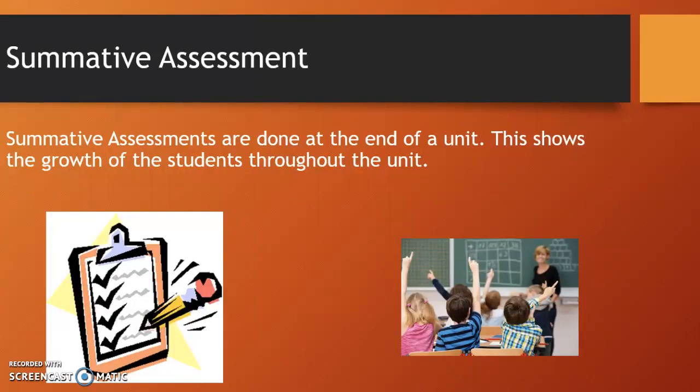Summative assessments are done at the end of a unit. This shows the growth of the students throughout the unit. A good example of this would be either a post-test or even sitting down and having a discussion with your students once the chapter is over. Both of these will show the growth throughout the unit.